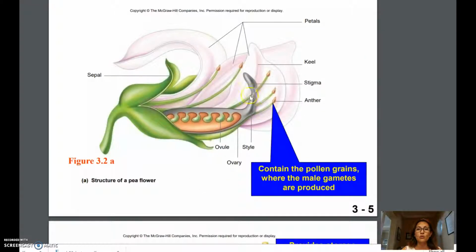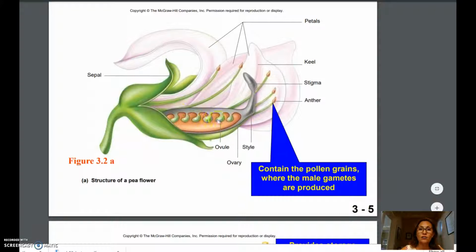And so in this picture, what we're looking at here is just an artist's rendition of a pea flower. So the sepals here are leaves that are adjacent to the petals. The sepals close over the petal before the flower emerges. So as the sepals peel back, the petals emerge. The keel is a central petal. The stigma is a part of the female reproductive structure. The stigma is the tip of the style. The ovary is where the ovules are housed.